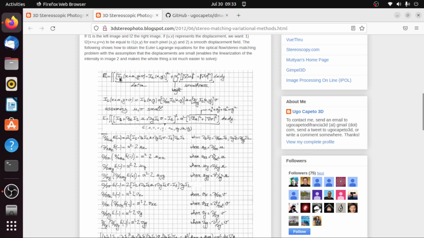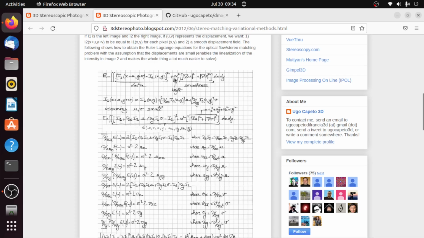On the I2 term, which is basically the right image, it's X plus U, Y plus V, where U and V are the displacements. If you have just stereo matching, the V would be 0 and the U would be the disparity, or the depth.